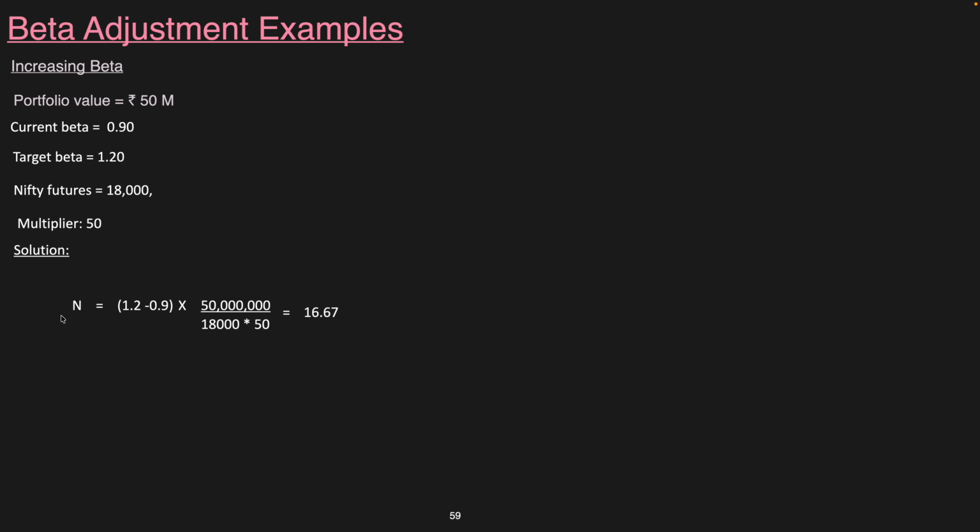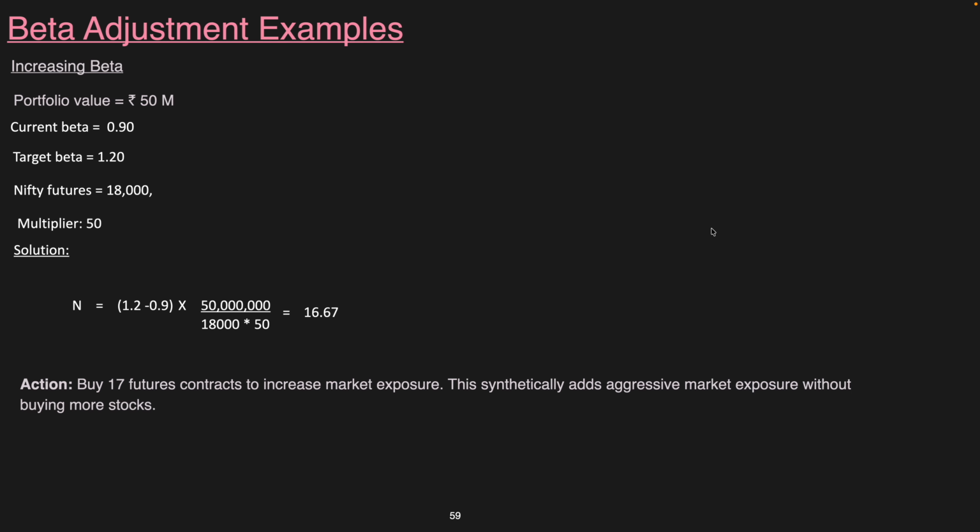So how will the number of contracts be calculated? The target beta is 1.2. So you want to increase your market exposure. That is why the target beta is higher than the present beta. That is 1.2 minus 0.9 into the portfolio value divided by the Nifty value. Nifty value is nothing but Nifty futures into the contract multiplier, which will give you 16.67. So you need to buy 17 futures contracts to increase the market exposure.